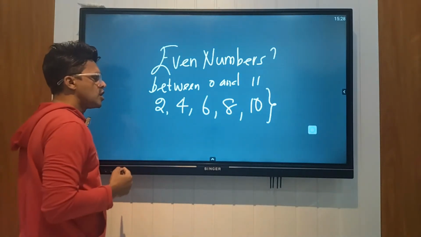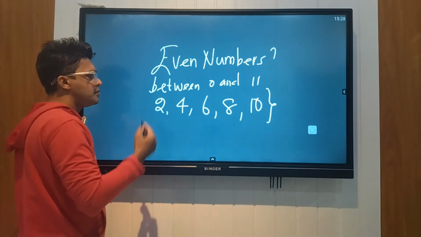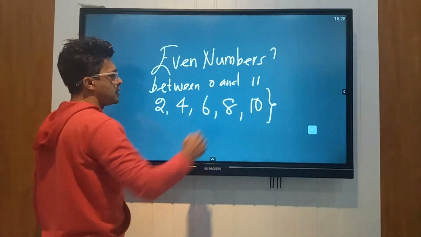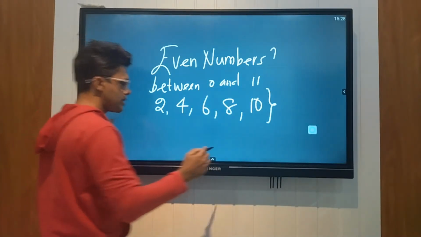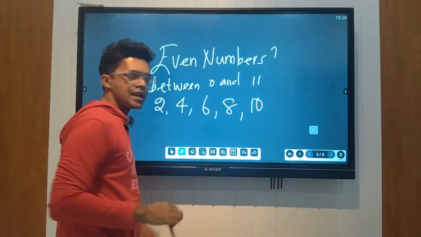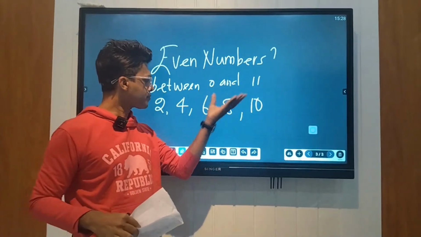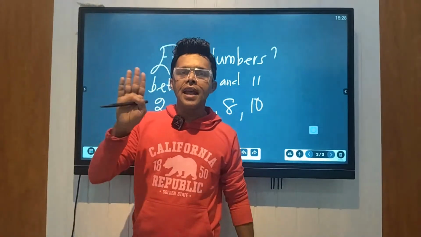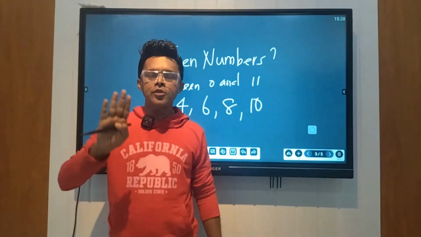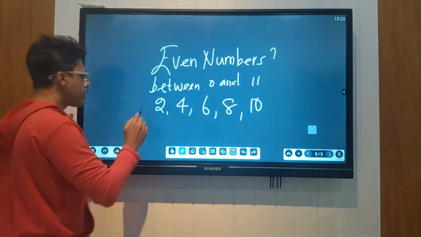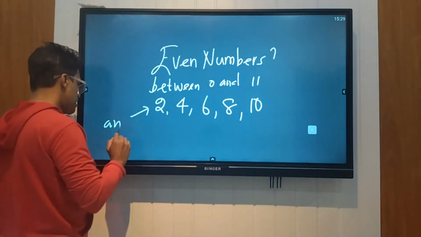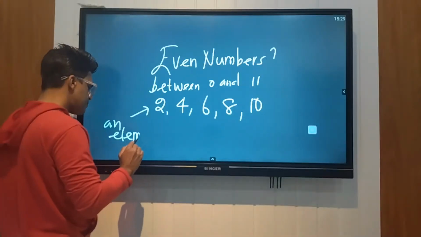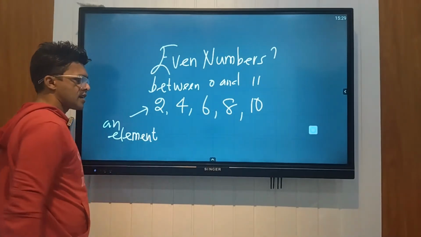The even numbers between 0 and 10, right? So these things here form a set. Then 2 we name as an element. When it comes to a set, 2 is an element of this set.